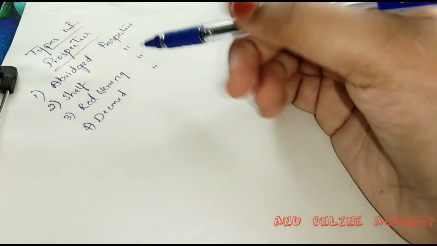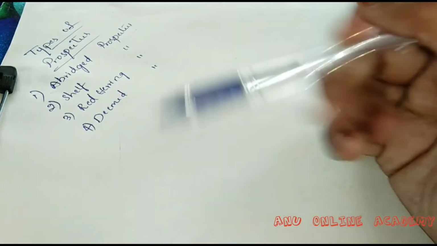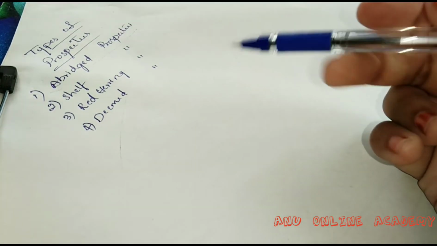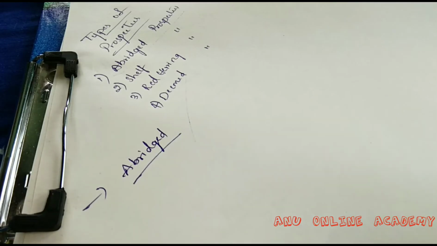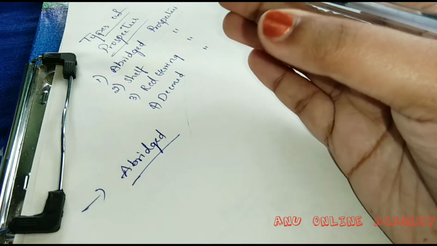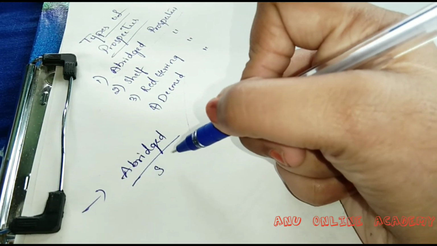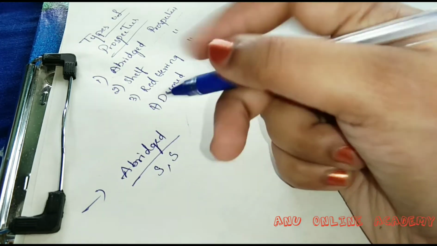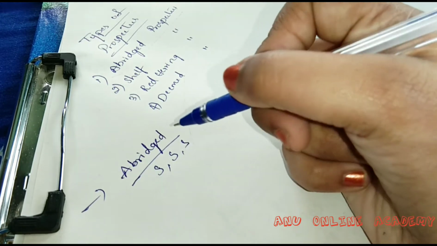And so the next, prospectus types: abridged prospectus, shelf prospectus, red herring prospectus, deemed prospectus. First I am going to discuss abridged prospectus. Abridged prospectus is a summarized prospectus containing salient features, that means important features, as prescribed by SEBI.